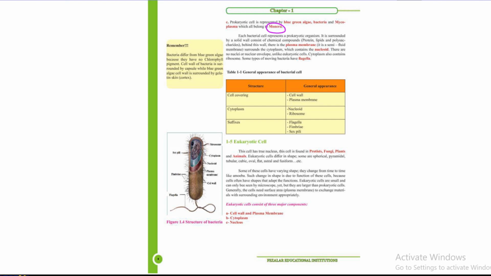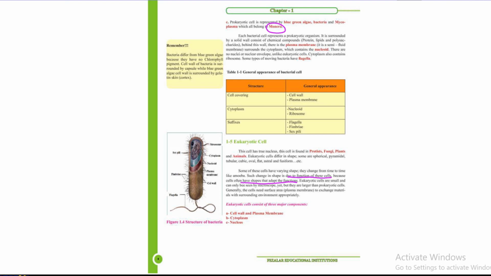Some of these cells have varying shape. They change from time to time like amoeba, so we sometimes call such organisms amoeboid shaped. Such change in shape due to function of the cells, my friends, is a chapter question, because cells often have shapes that adapt to their function. So always shape depends on function of the cell, or you can say function is related to the shape of the cell. As nerve cells are elongated to transport impulses, red blood cells lose their nucleus and are disc-shaped to transport more oxygen, or flat cells in skin provide the function of protection.